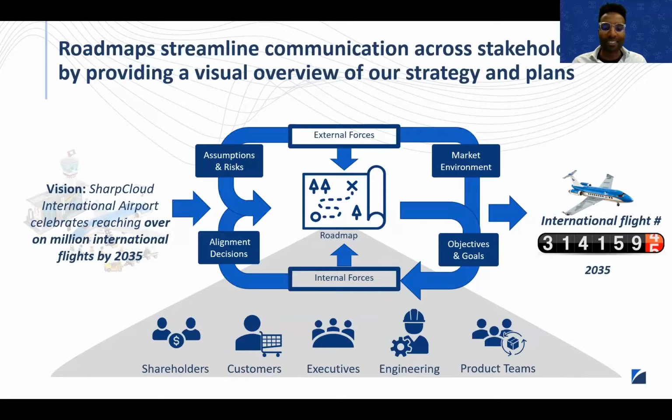And what a roadmap does is just allow us to communicate that strategy, our work plan, right? How we'll reach that 1 million international flights by 2035 across a number of stakeholders, right? So it doesn't matter if they're external, like customers or shareholders, for example, or even suppliers, right? They can all look at one thing and be able to say, okay, I understand exactly where we're headed.